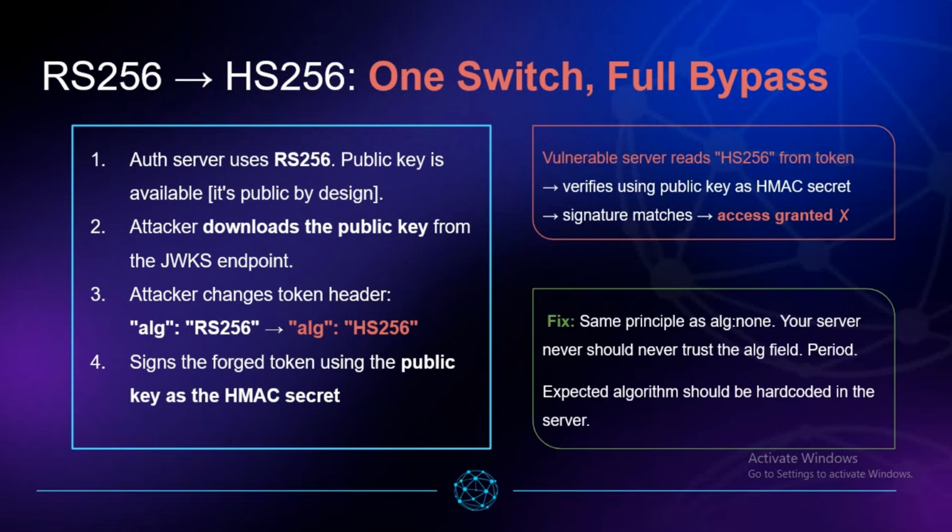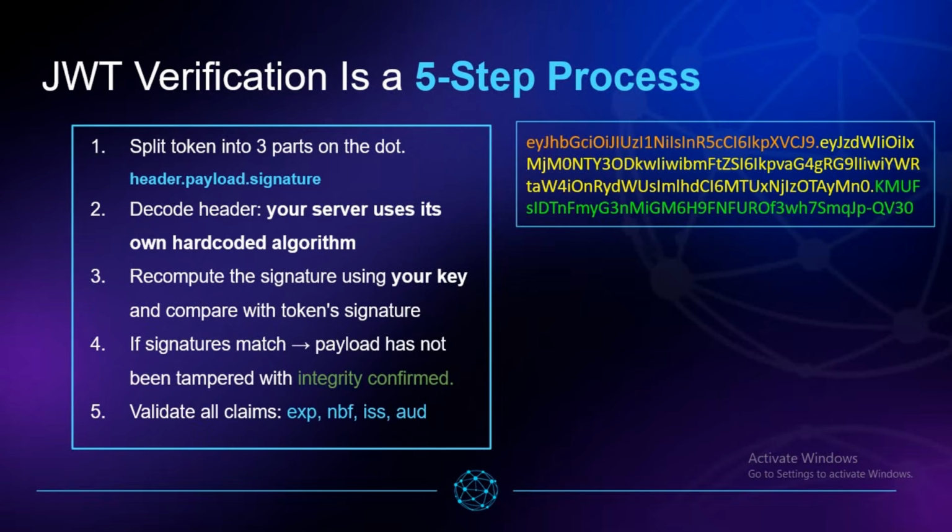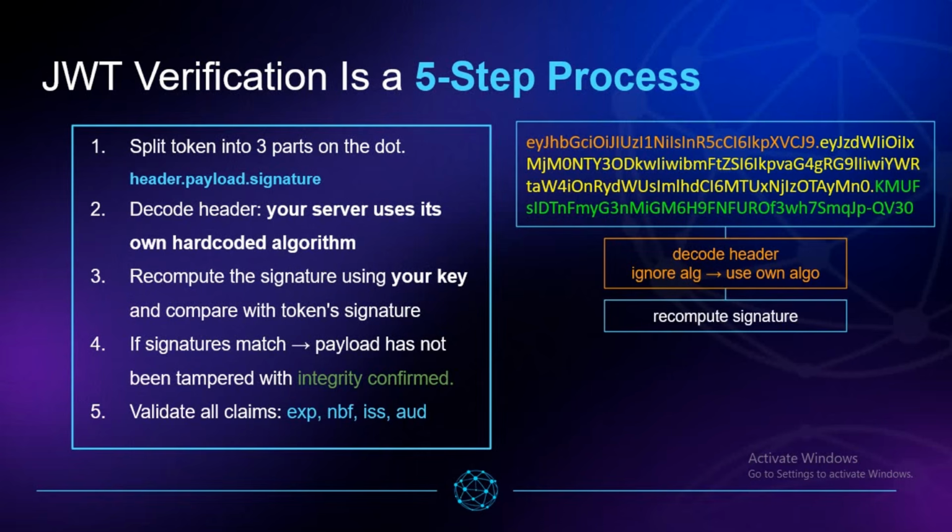So let's look at what correct verification actually looks like in code. When your backend receives the JWT, here is exactly what needs to happen. 5 steps in this order. Step 1. Split the token into 3 parts on the dot delimiter. Step 2. Decode the header. But your server uses its own hard-coded algorithm. It doesn't read the algorithm from the token. That's the fix for both attacks we just covered. Step 3. Recompute the signature using your key and compare it to the signature in the token. If they don't match, reject.